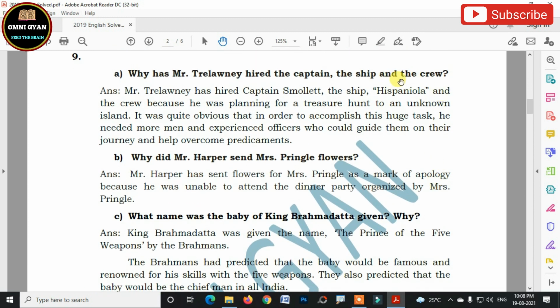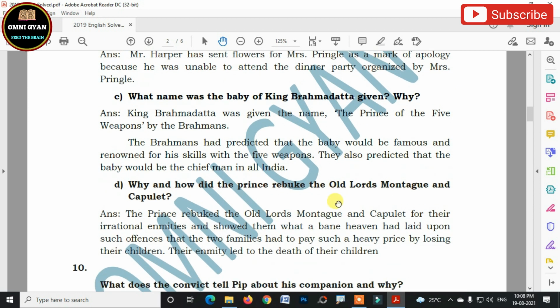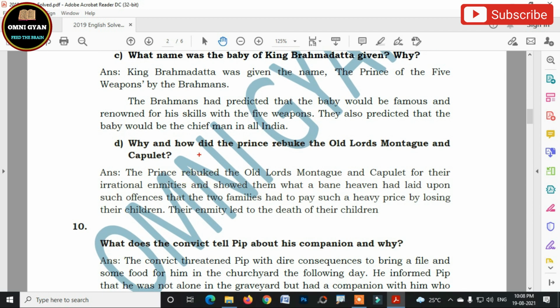This is from the story Powder and Arms. This is again from the play. This is from the Demon with the Matted Hair. Then, old Lord Montague and Capulet occurs in the story Romeo and Juliet.